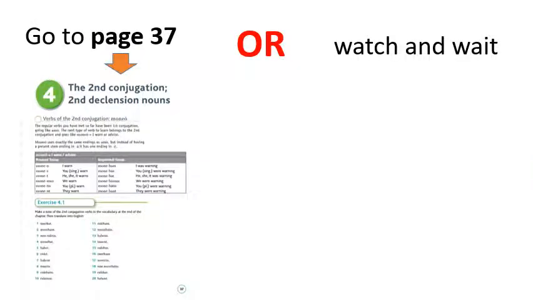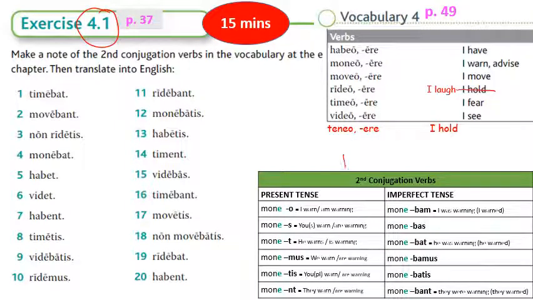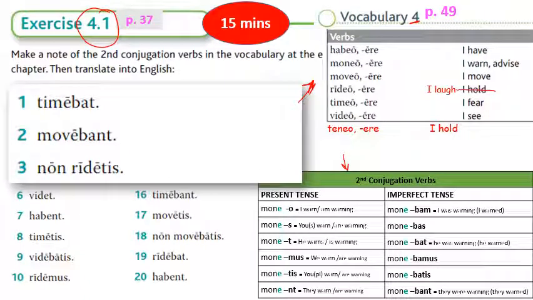Now, if you have your book, go to page 37, or if you don't have a book, just watch and wait. On page 37, you will see exercise 4.1. This is what I want you to do for the next 15 minutes. In order to do this, you will need the table that you just copied, and you will also need to have a look at vocab 4 on page 49. I'm going to do a couple of examples with you, and then you can carry on your own. In this exercise, we read, make a note of the second conjugation verbs in the vocabulary at the end of the chapter. It's this vocabulary, and then translate into English.